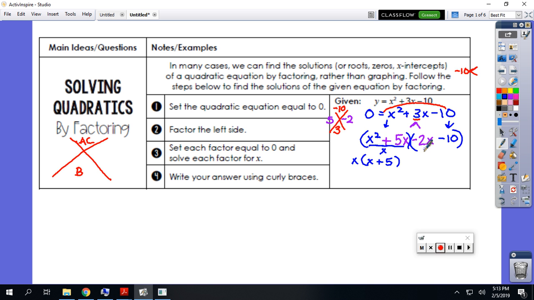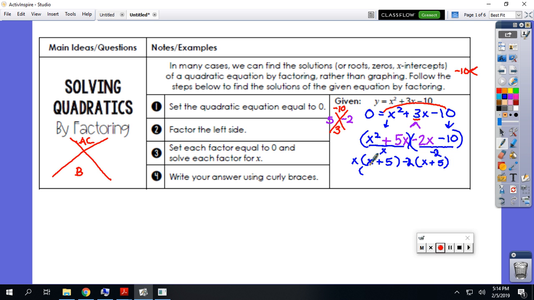Second group starts off with a negative, so I'm going to divide by a negative. Pull out a negative, actually it's a negative 2. GCF of 2x and negative 10 would be negative 2. So negative 2x divided by negative 2 is a positive x. Negative 2 times negative 10 divided by negative 2 is a positive 5. This will give me my two factors.